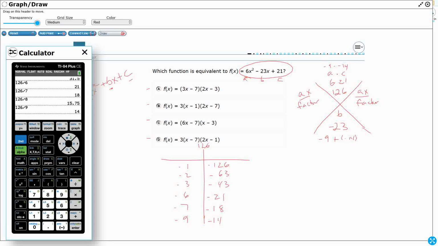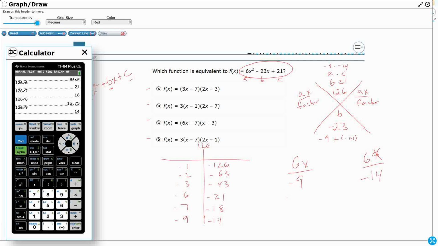All right, so what I do here is I write ax over my two factors, okay? So my a is 6. So I'm going to write 6x over, what's my one factor? Negative 9. I'm going to write 6x over my other factor, negative 14. And then that ends up turning into my two different numbers.